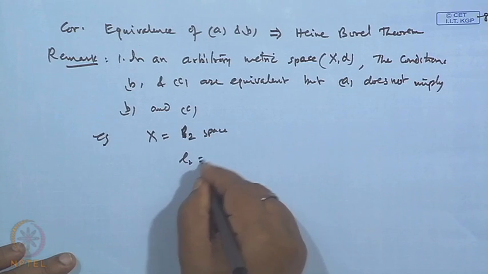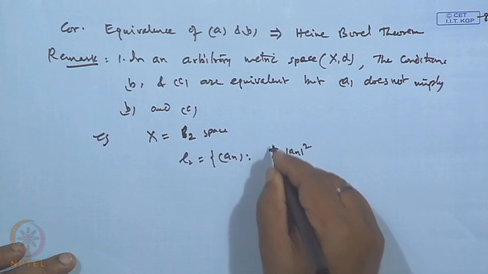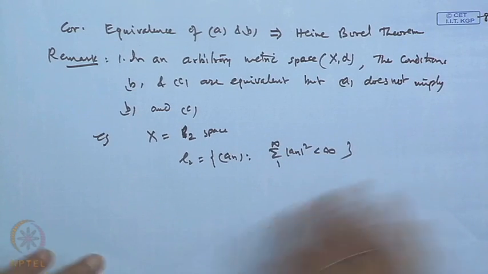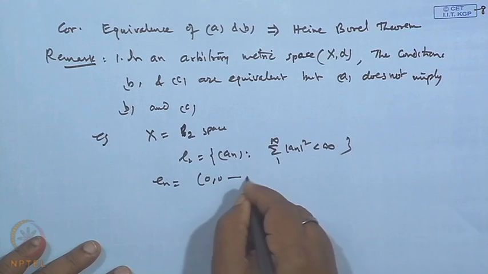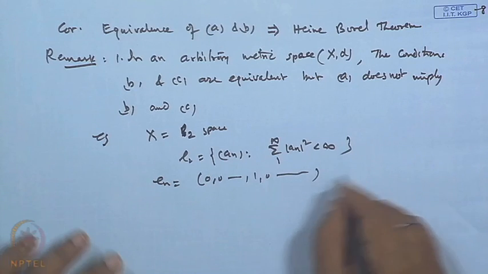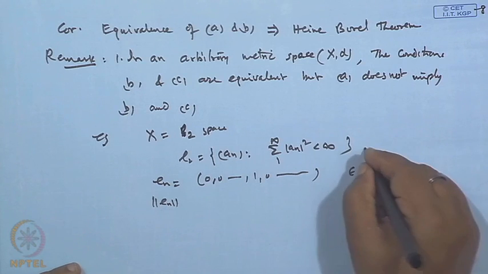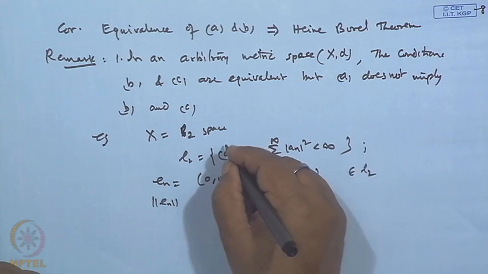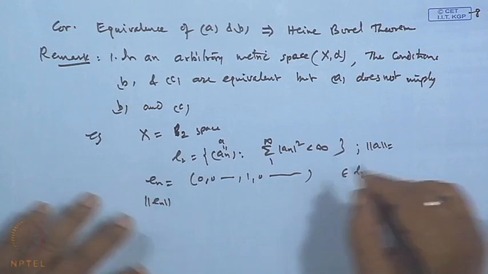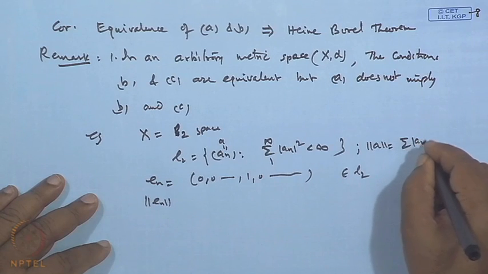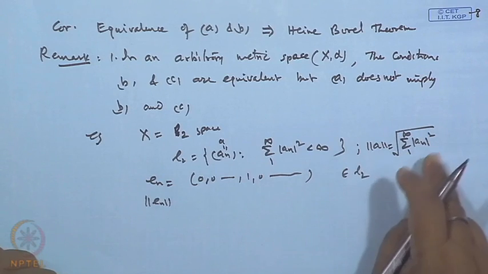L2 space means the set of those sequences a n such that the sum of modulus a n squared from 1 to infinity is finite. And if I take the sequence e n as 0, 0, 0, 1, 0, 0, these are points belonging to L2 space. Now, if we take the norm of e n, if I denote this by a, then the norm of a, of course, this is a case of functional analysis, so we are not going into much detail, but this is the norm.